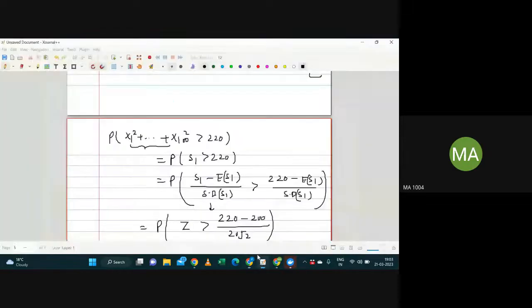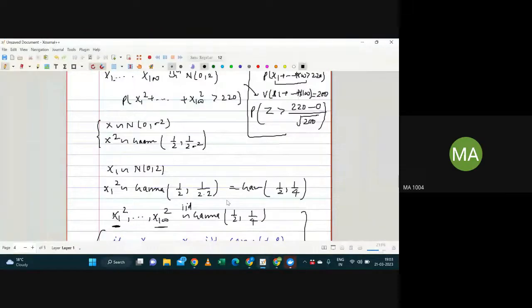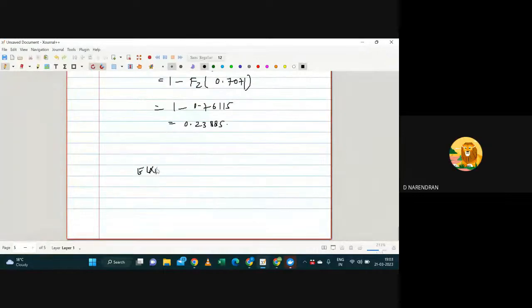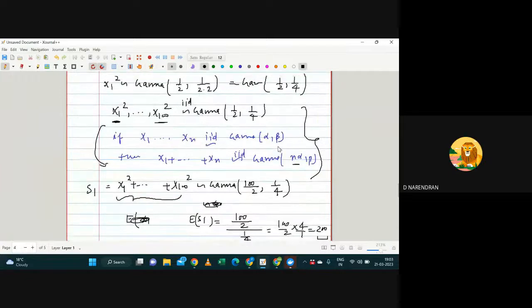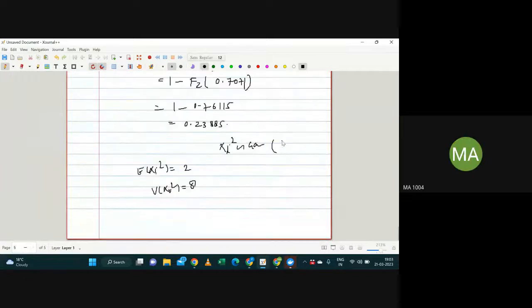So here the expected value of xi square is what? Let me write it down. Just find out: the expected value of xi square is 2 and the variance of xi square is 8, right? And I'm saying xi square follows a gamma distribution, with parameters half, half, comma 1, comma 4, right? These things we have found out.